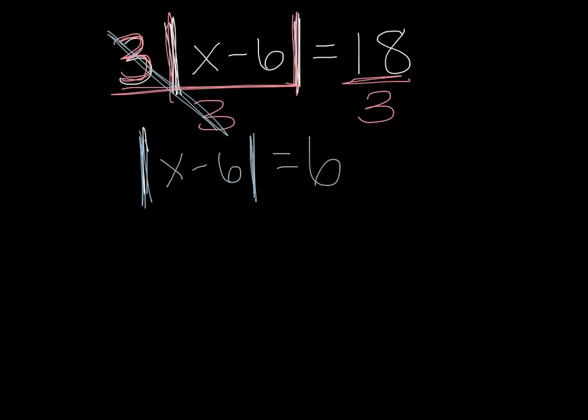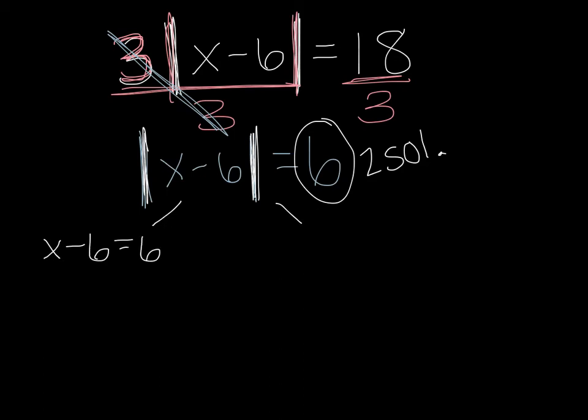Now that we have the absolute value lines all by themselves, we need to see how many solutions we have. Since 6 is positive, you're going to have 2 solutions, so we need to split it. X minus 6 is equal to positive 6. X minus 6 is equal to negative 6. Then we need to solve each one of these separately.